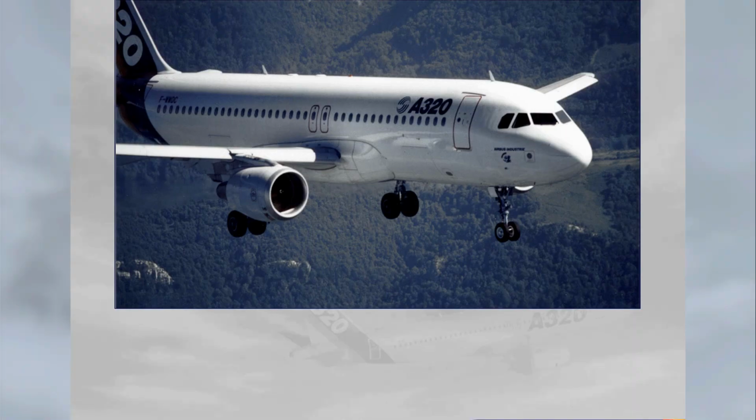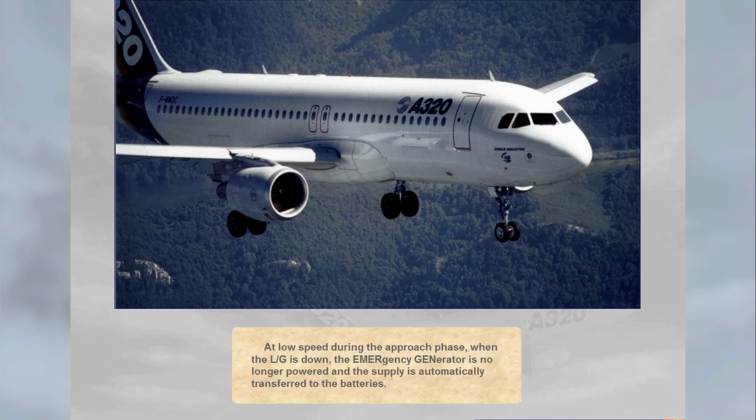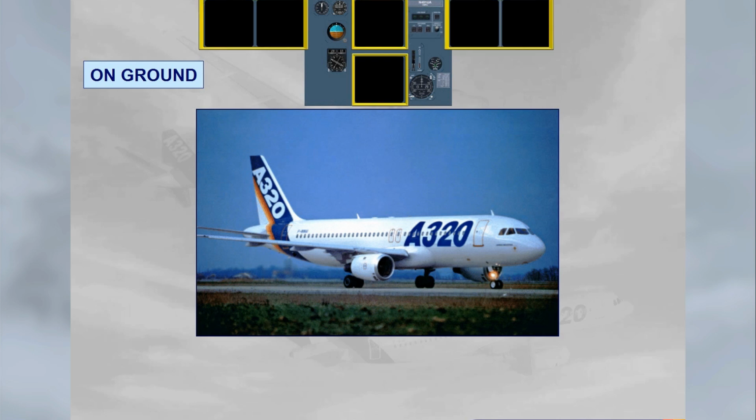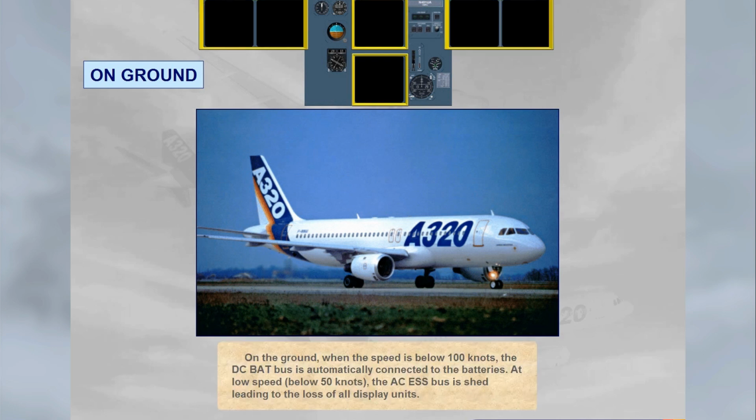At low speed during the approach phase, when the landing gear is down, the emergency generator is no longer powered and the supply is automatically transferred to the batteries. On the ground, when the speed is below 100 knots, the DC BAT bus is automatically connected to the batteries. At low speed, below 50 knots, the AC Essential bus is shed, leading to the loss of all display units.